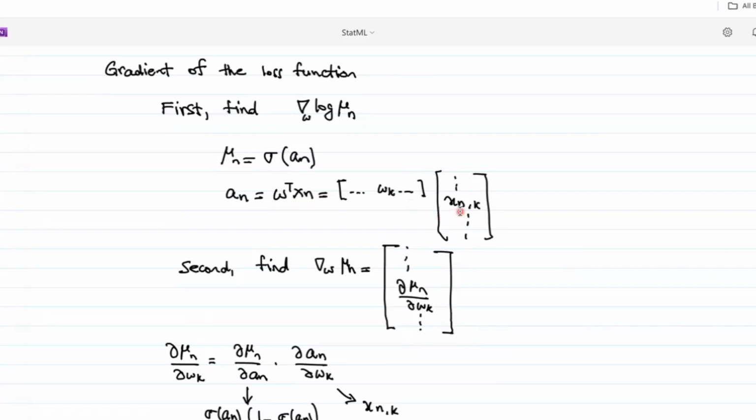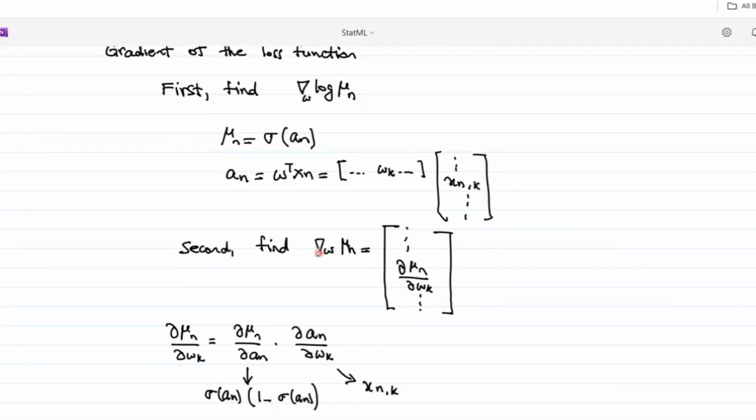And similarly for xn, right? Xn is a vector. Let's look at the kth element, and that's x_nk. So whenever needed, we can use two subscripts to make sure that we do the indexing correctly. So this means that now we are ready to find the gradient of mu n with respect to w.